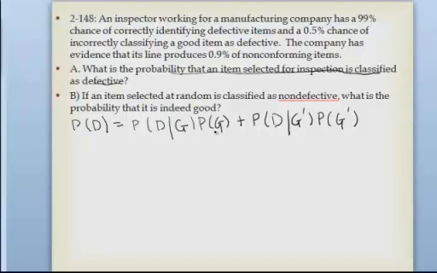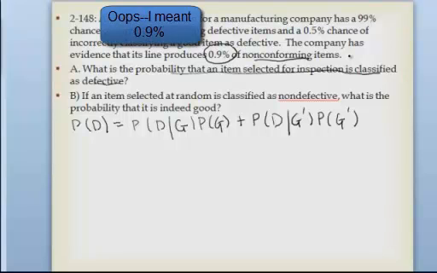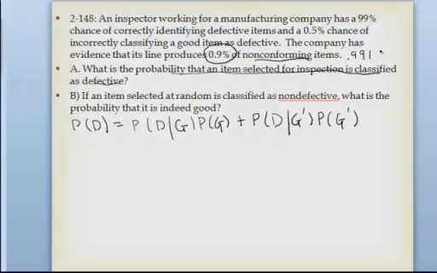The probability that it is good is going to be, well, if we look at this, we've got 0.009 of non-conforming. So that must mean that we've got 0.991 of conforming. In other words, they're good. So we'll say that is 0.991. And then the probability that, given that it's actually good, it's classified as defective, is going to be 0.005. See, that's from right up here. That's 0.005.